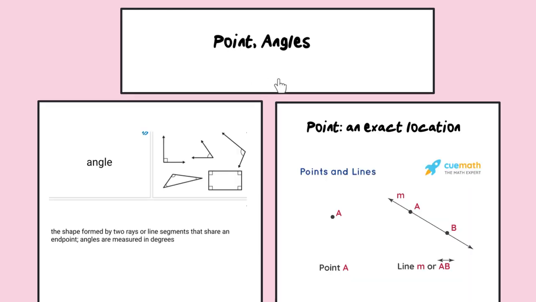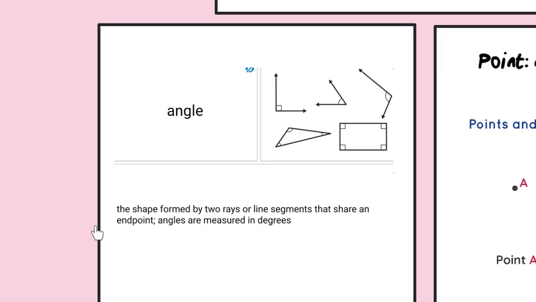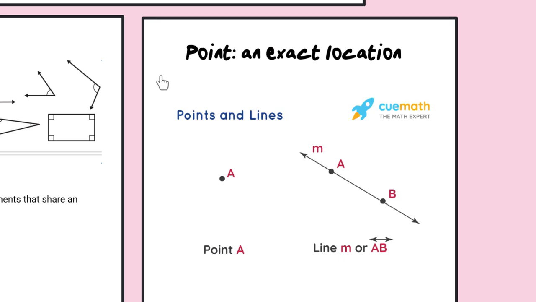Finally, we have point and angles. An angle is defined as the shape formed by two rays or line segments that share an endpoint. Angles are measured in degrees. So if we look at our example here, we see some rays joining together to make an angle, and yet again some rays, and again. And then here are some line segments which join together to create angles and also a shape. And then a point is just defined as an exact location. So here we have point A on our line M, point B, and here's point A just on a plane.